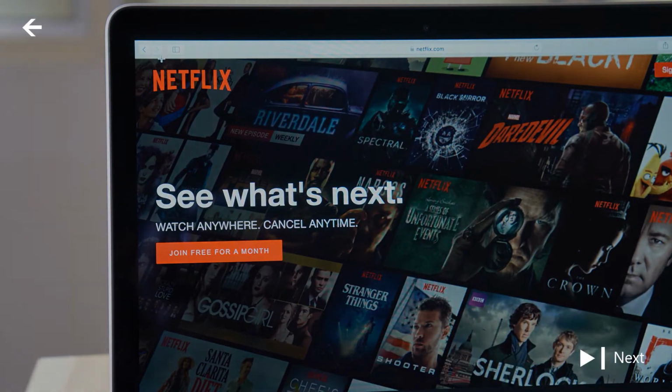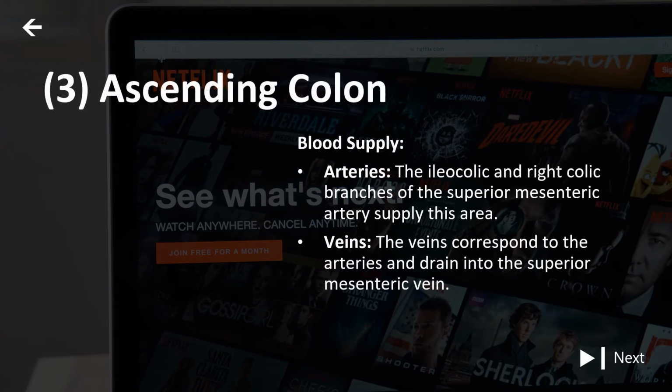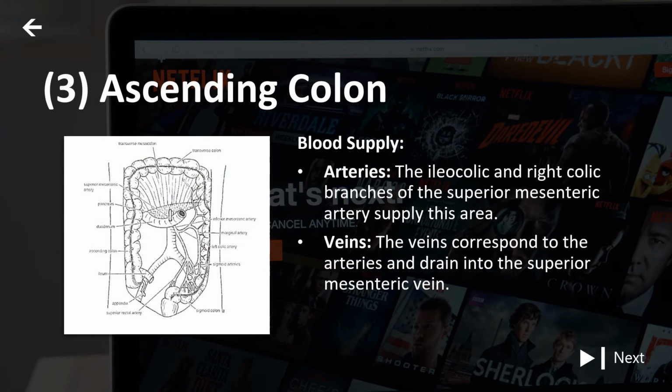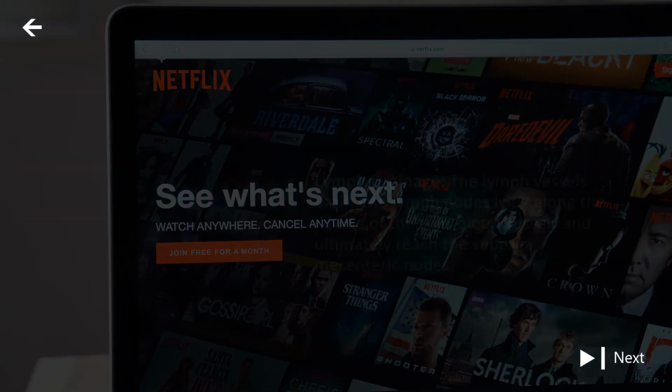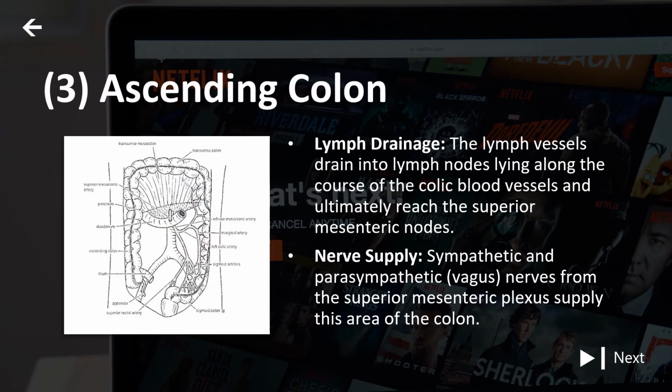And here's the blood supply of the ascending colon. And also, here's the lymph drainage and nerve supply of the ascending colon.